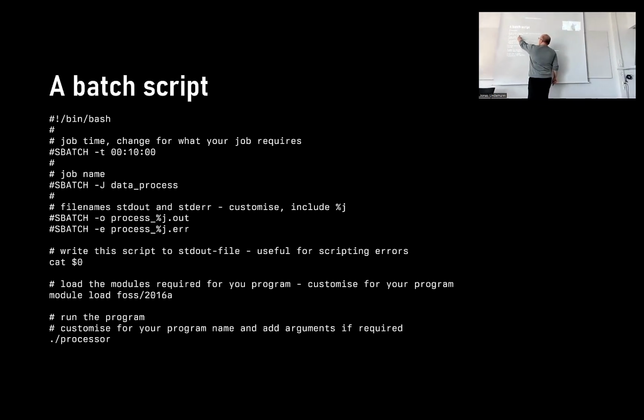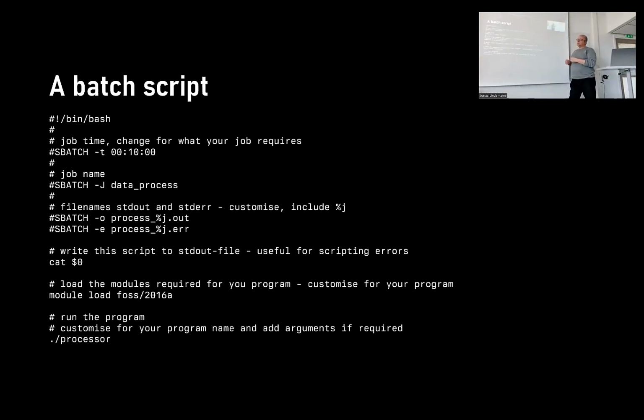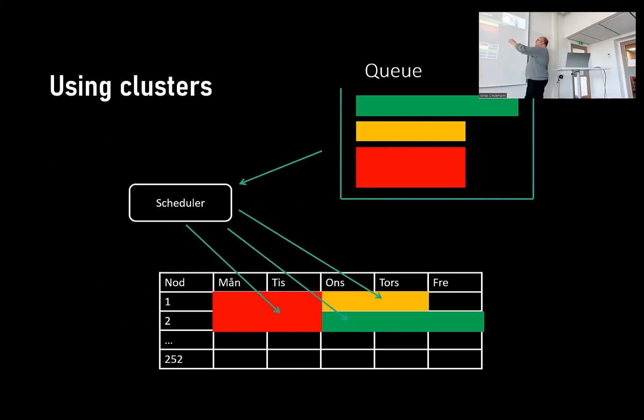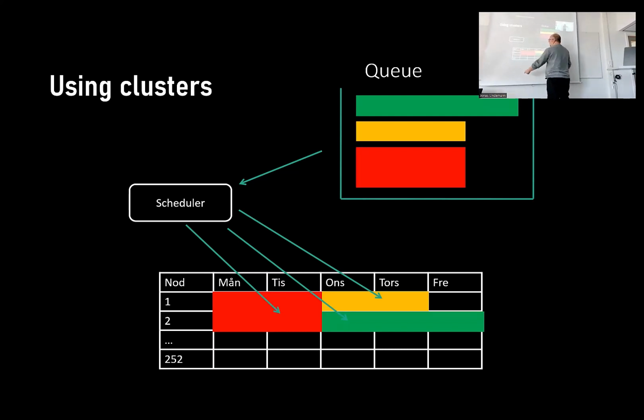And you specify here, I expect my job to take 10 minutes. And then you submit this file to the queuing system. It ends up in a queue. The scheduler looks at the servers available on the cluster. So here you have all the servers, 1 to 252. And here you can see I have a job that is wider, and it tries to place them in the queue as optimally as possible so that it will execute as quickly as possible.